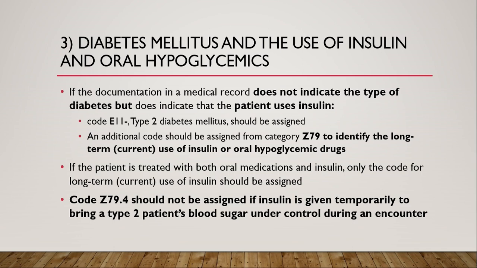But what if it's a combination? Like the patient is using long-term oral hypoglycemics, and the patient is also using long-term insulin. So as per your guideline, if the patient is treated with both oral and insulin, only the code for current use of insulin should be assigned. So eliminate the oral hypoglycemics. Only use your Z79.4. But as a reminder, code Z79.4 should not be assigned if insulin is given temporarily.